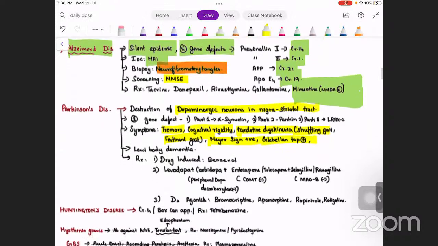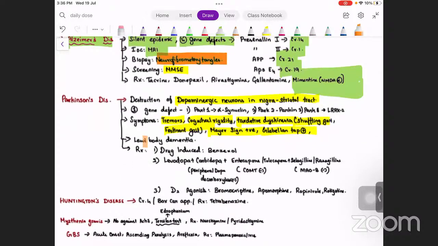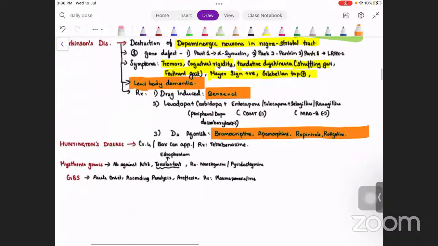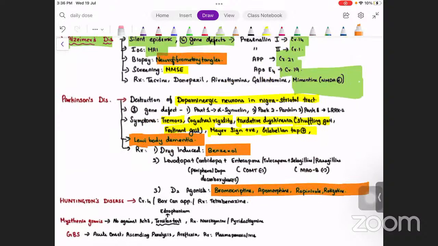And you may see there is Lewy body dementia. Drug-induced is benzhexol. And you may have levodopa, carbidopa, entacapone, selegiline, and rasagiline. We studied that in pharmacology. Apart from that, D2 agonists, bromocriptine, apomorphine, rotigotine, and ropinirole are the drugs we can give for the treatment of Parkinson disease. Parkinson disease, as per medicine: destruction of dopaminergic neurons, tremors, cogwheel rigidity, bradykinesia, shuffling or festinant gait, Myerson sign positive, glabellar tap positive.